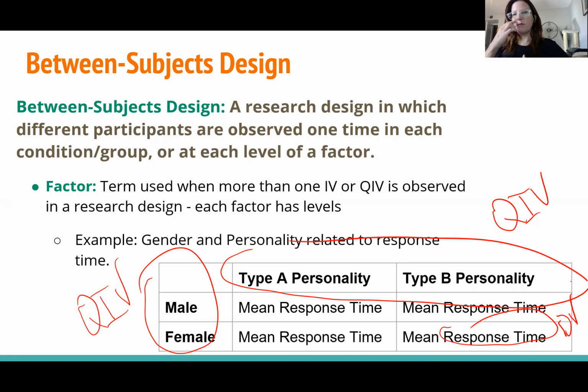So all of these could be measured, but they each have levels. So gender has two levels, male versus female, and personality has levels: type A personality versus type B personality. Just in these two examples specifically, there could be many more levels. When we're looking at personality types, it could be A, B, C. It very well could be. So it just depends on what you're presented with as far as the data is concerned.